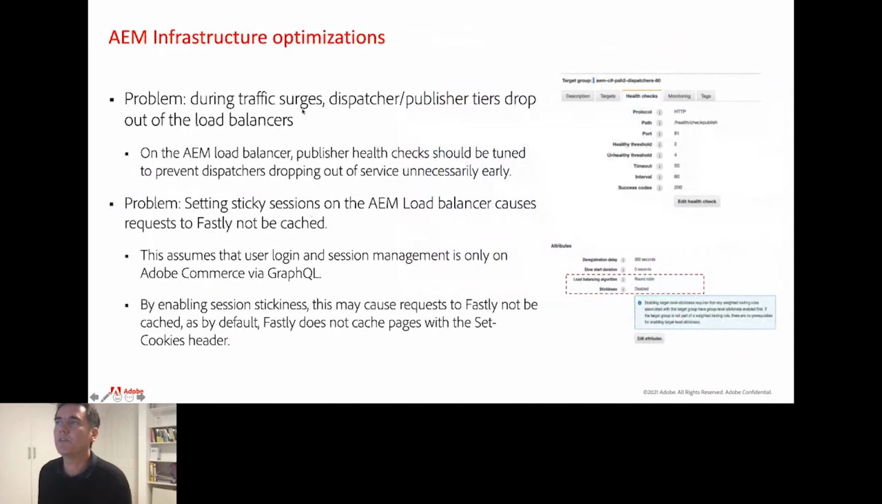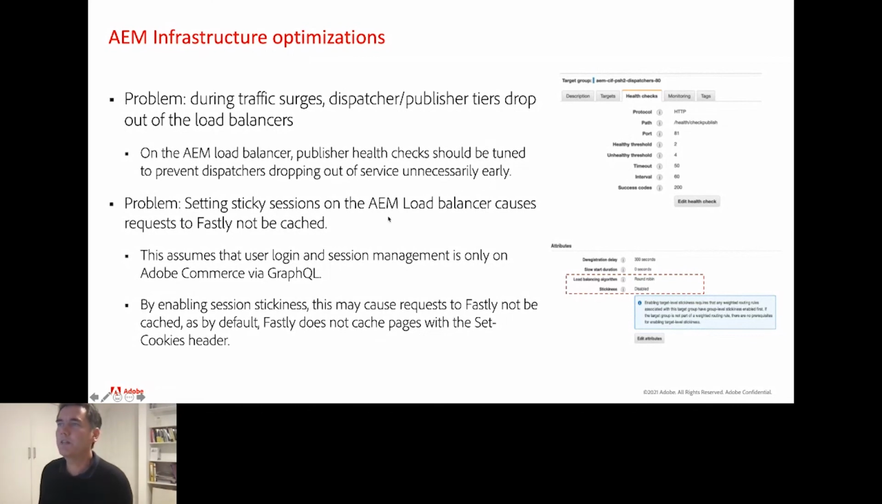Problem: during traffic surges, dispatchers and publishers drop out of the load balancers. So assuming there is a load balancer in the AEM infrastructure and multiple dispatchers and publishers, the following settings should be considered. Publisher health checks should be reviewed to prevent dispatchers dropping out of the service unnecessarily early from load surges. The timeout setting of the load balancer health check should also be aligned with the publisher timeout settings.